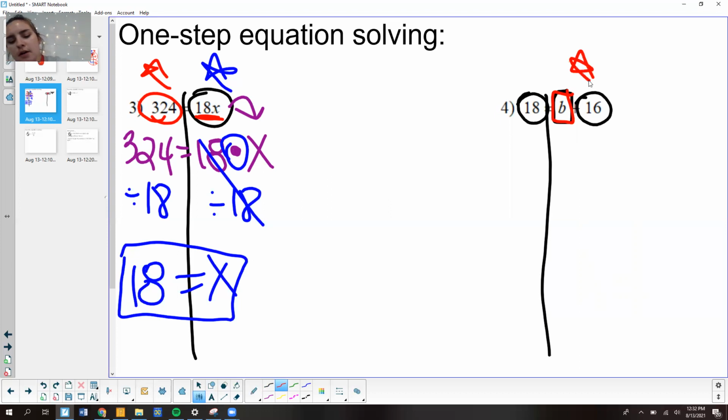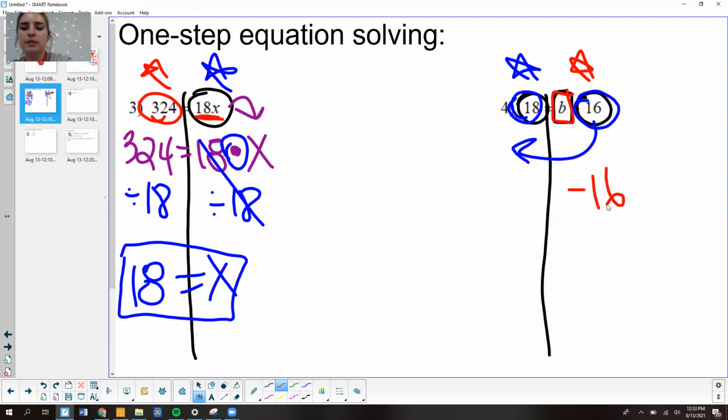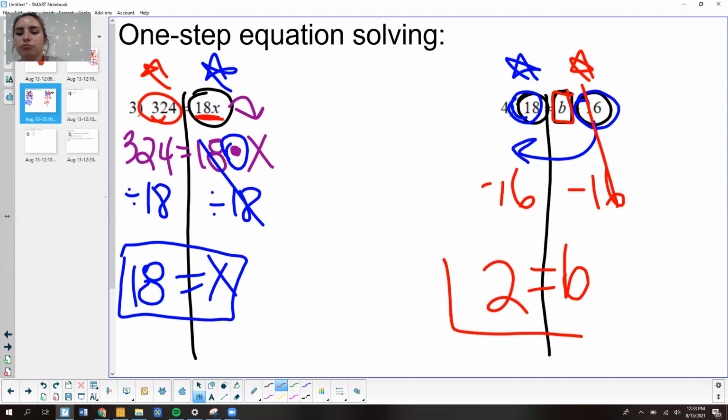So remember, I want variables on one side, constants on the other side. So if these are my constants, I need to go ahead and move positive 16 to the other side. Remember, to move a plus 16, we're going to do the opposite, which would be to subtract 16. Whatever we do to one side, we've got to do to the other side, okay? So now we're going to have b equals, and then we've got 18 minus 16, and that's going to give us 2. All right. So that is how we solve one-step equations, okay?